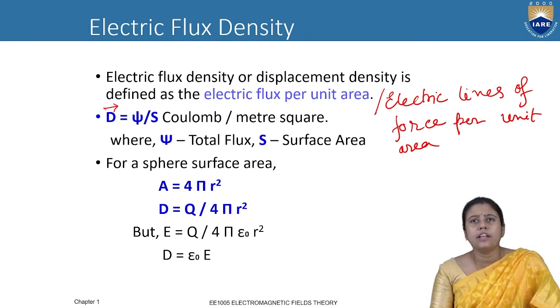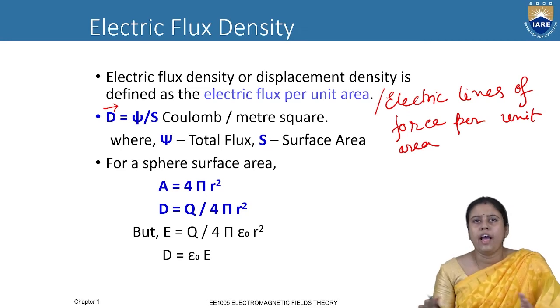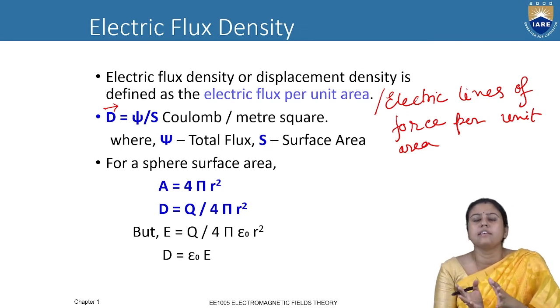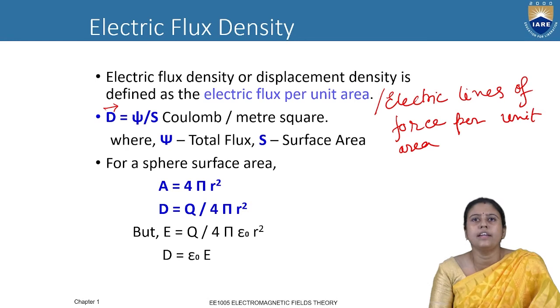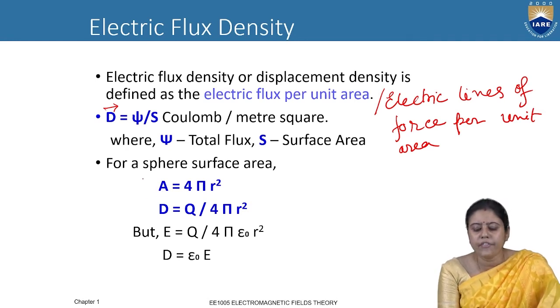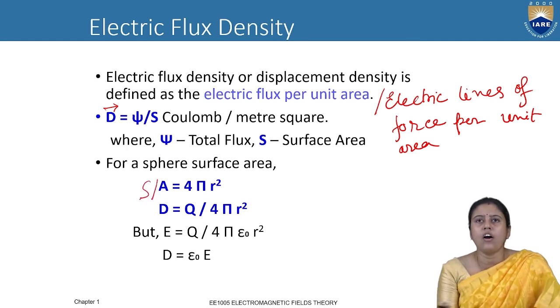Now, as we assume, the total field is spherical in nature. So what is the surface area, or cross-sectional area, of the sphere? This is 4 pi r square. So what is D? D is equal to Q by 4 pi R squared.